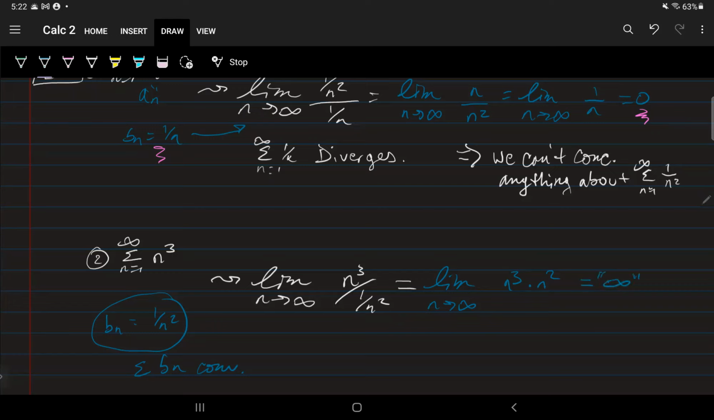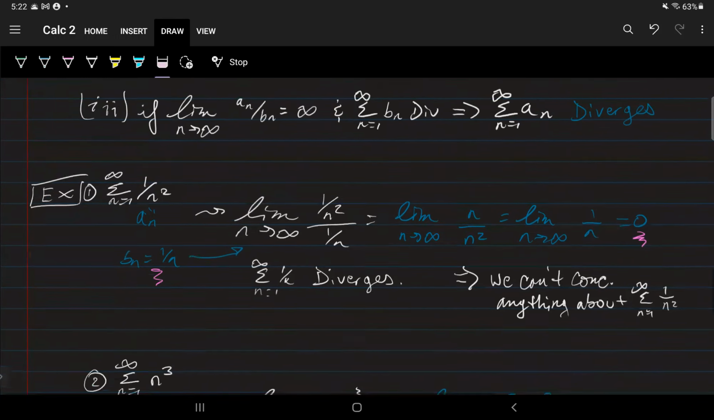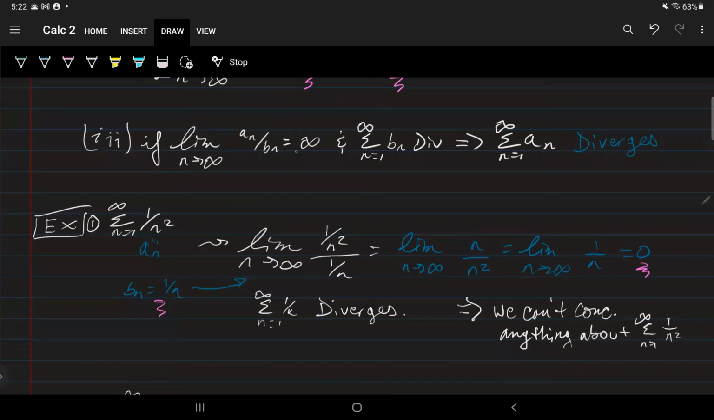Even though, I mean, it is infinity, right? So take the quotes away. So we know that limit's infinity. It diverges, it goes off to infinity. Now, according to part 3, if this is the case and Bn diverges, then An diverges.